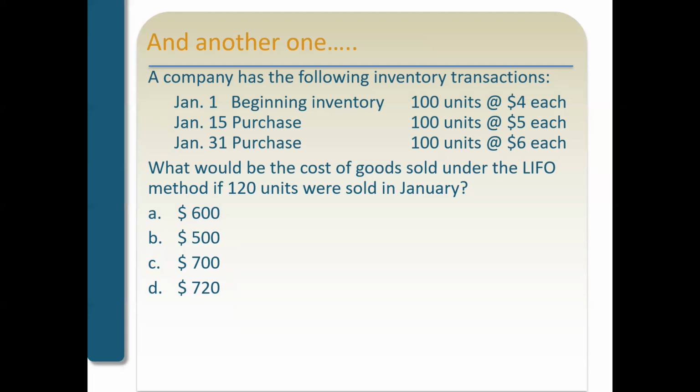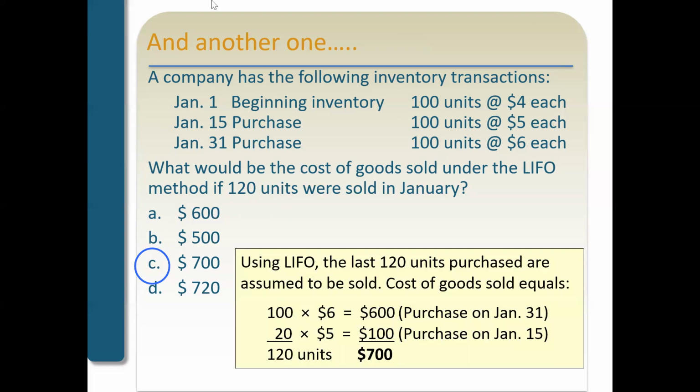Is it C? Yes. C is correct. We're going to take 100 units at $6 and 20 units at $5.